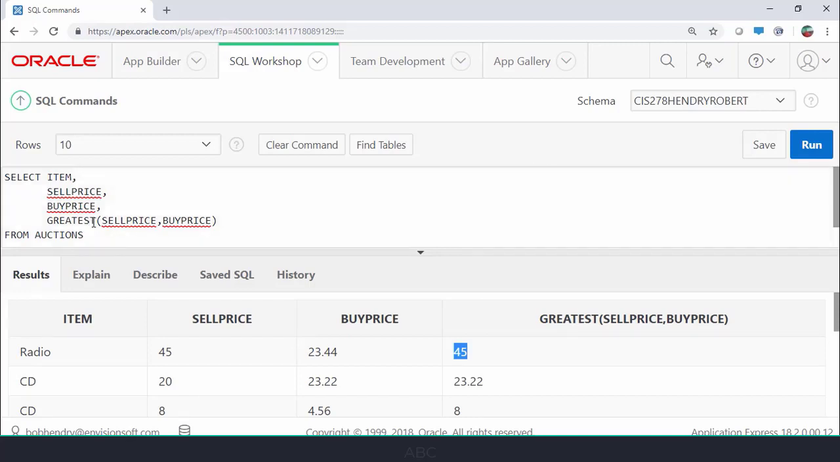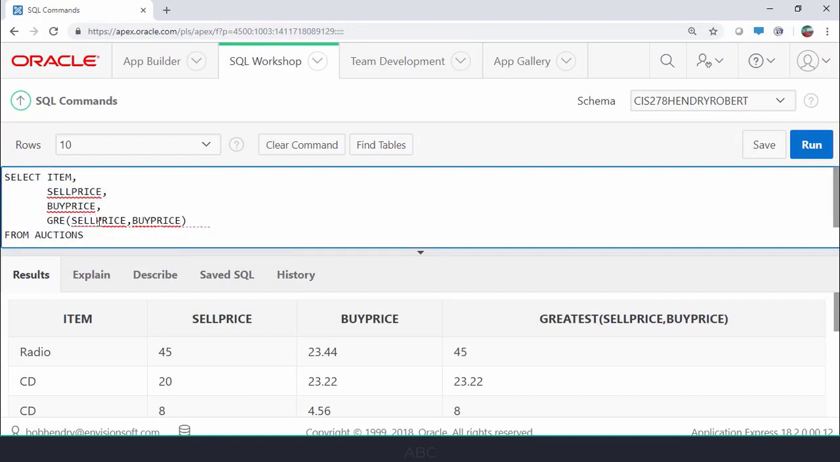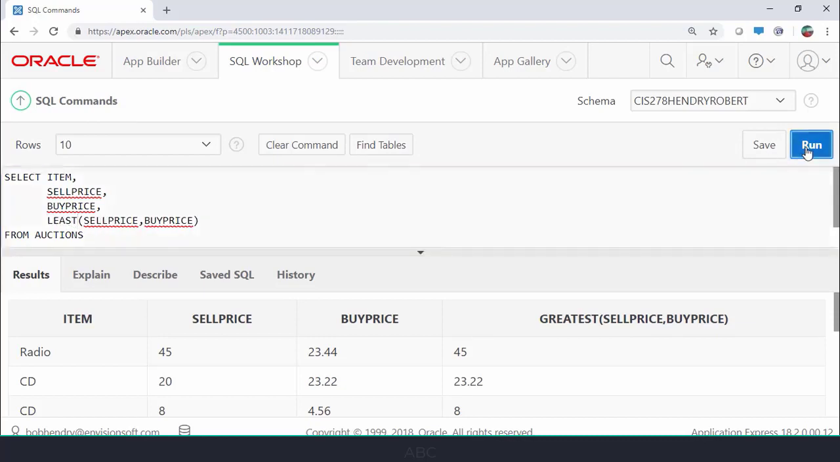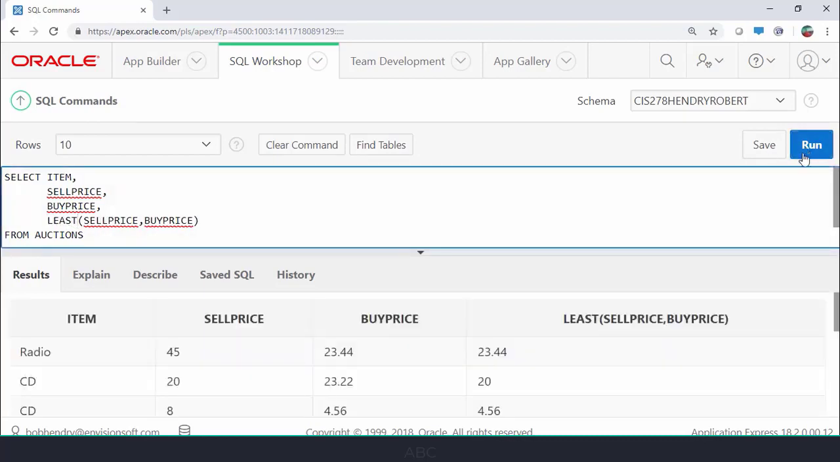And the converse of greatest, again, is least. I can say L-E-A-S-T, the least between the sell price and the buy price. And again, this is just the converse. It just shows us the lower of these two columns.